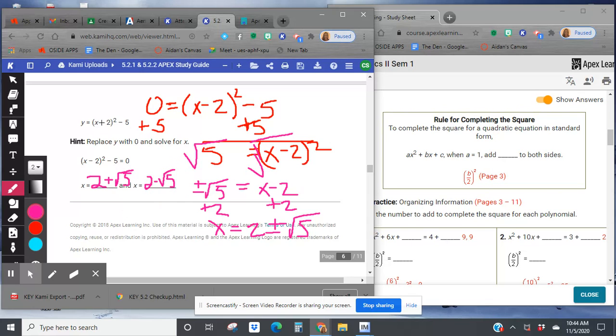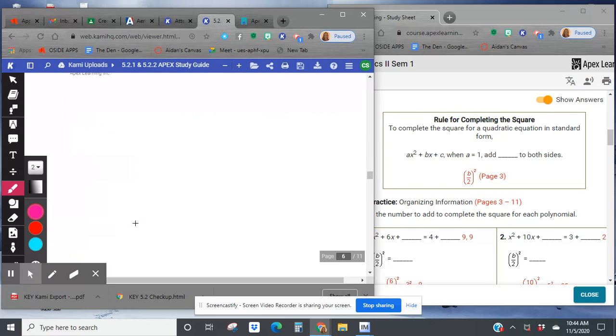That's how we go from vertex form and solving. And that's the end of our study guide.